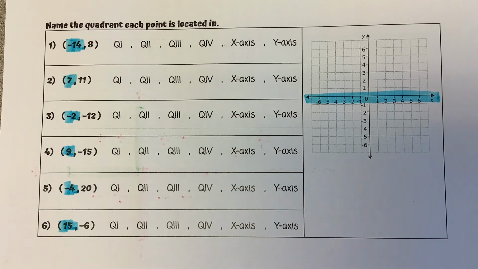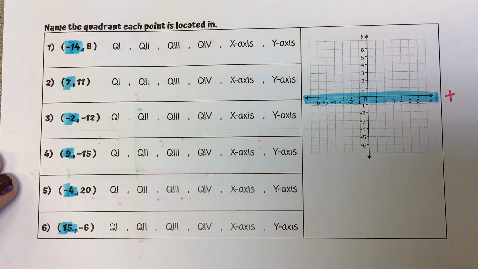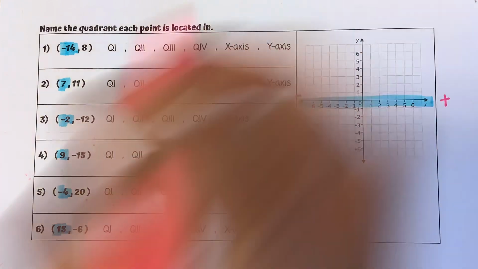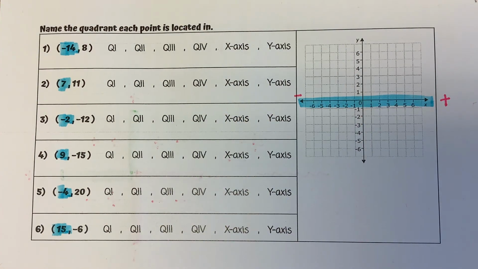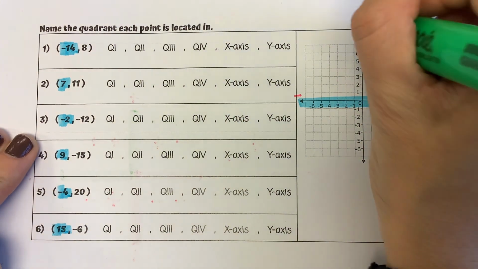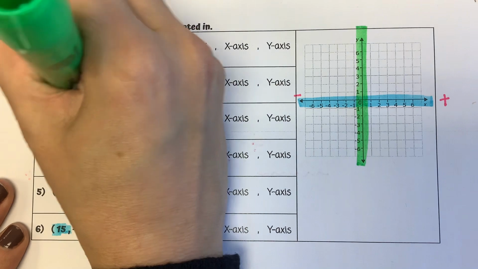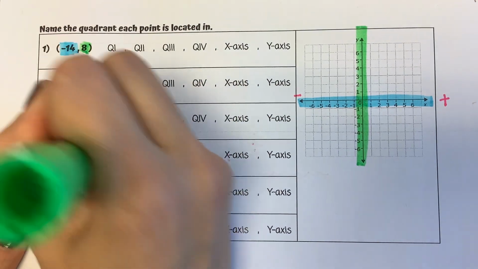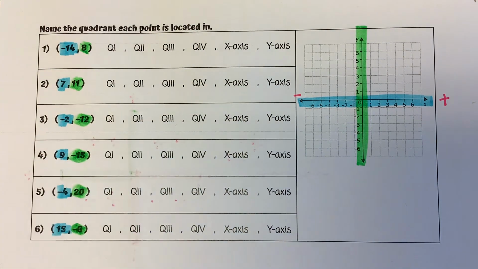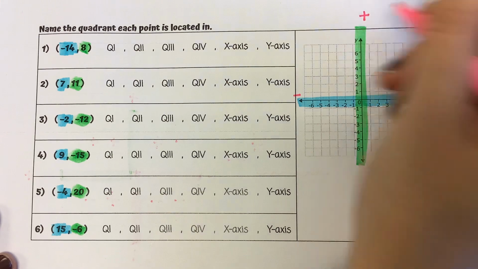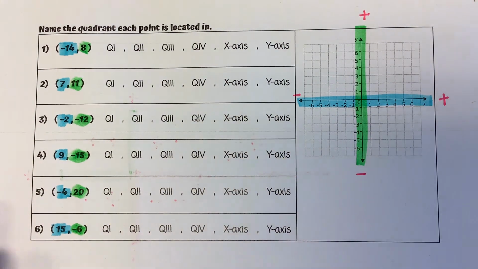And I'm remembering that my x value is positive as I go to the right, negative as I go to the left. I'm going to do the same thing for my y-axis, my vertical axis. My y is my second number in my ordered pair, so I'm going to highlight the second number in my ordered pairs here. For that y value, as we go up, it is positive. As we go down, it is negative.